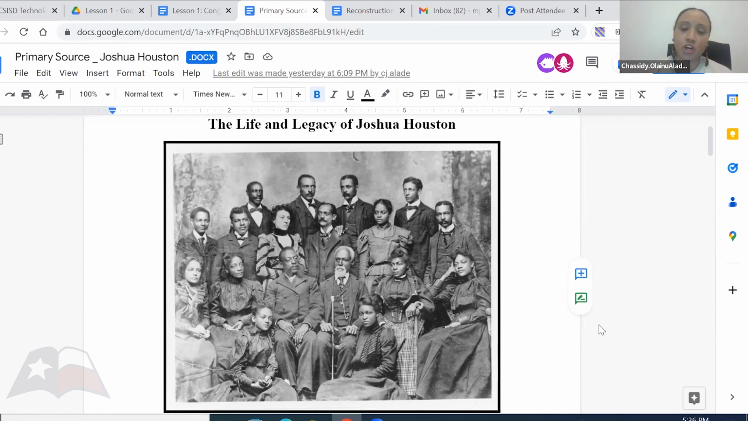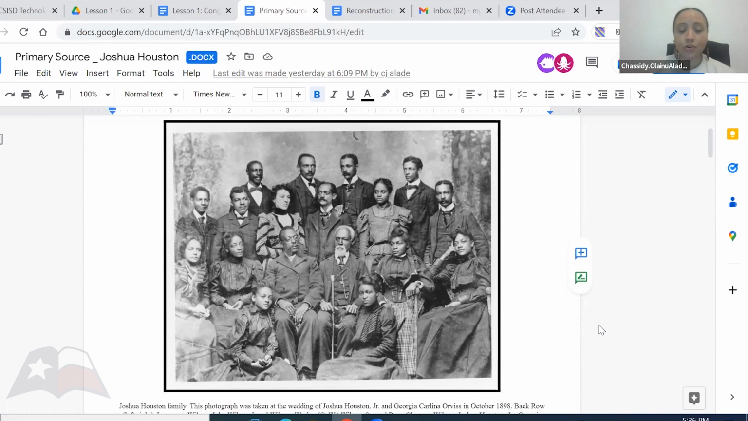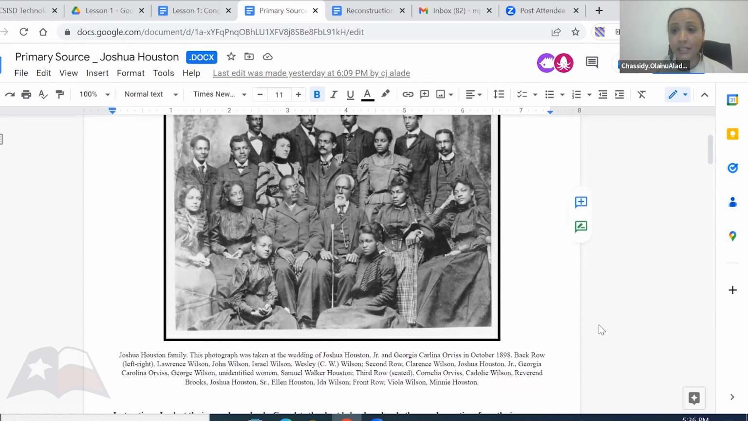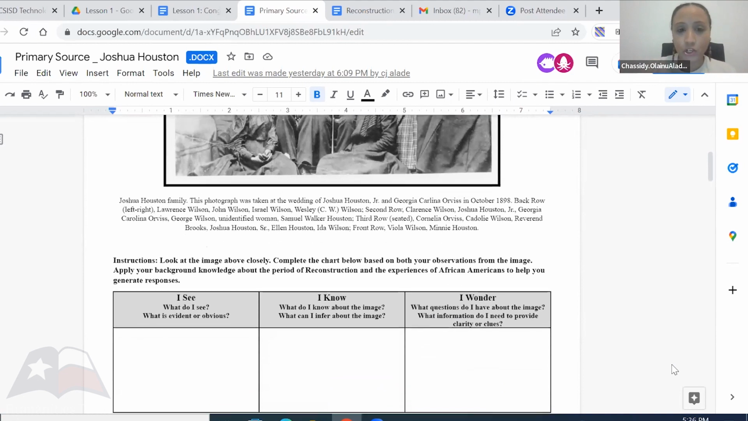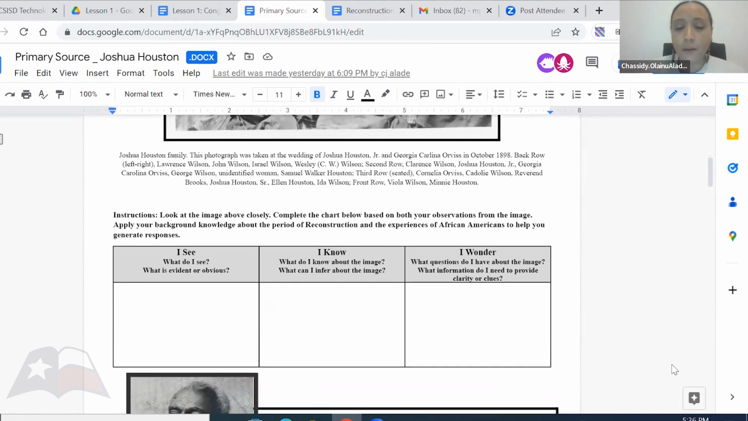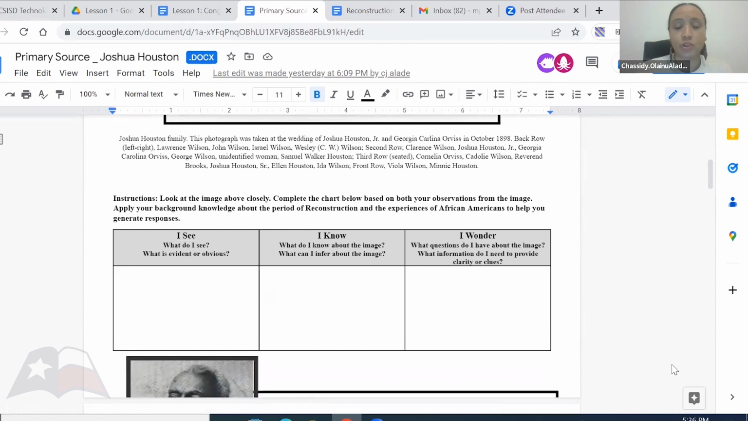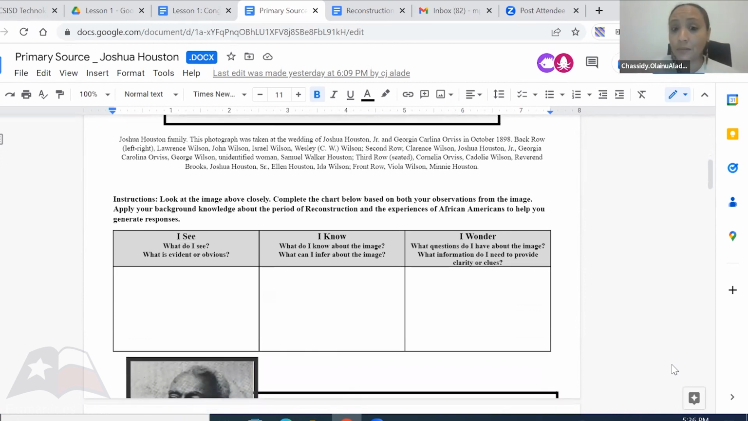So for those of you who don't know, Joshua Houston was an enslaved man for Sam Houston, right? And he was introduced to Sam Houston through Sam Houston's wife. He actually was property of Sam Houston's wife and sort of came along with the family when they got married. And so the first activity that I have, which is really a hook, is the portrait that you see up at the top. It's actually a portrait of Joshua Houston's family at his son's wedding.